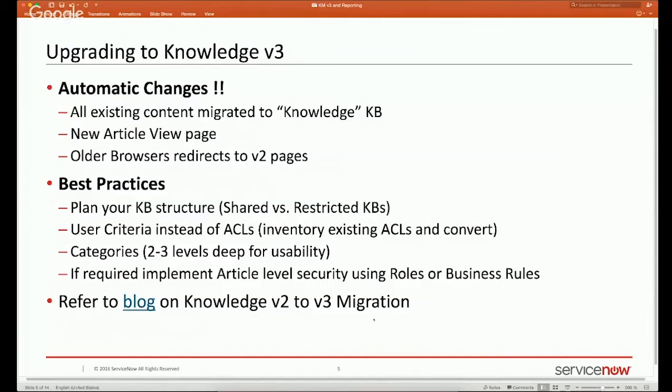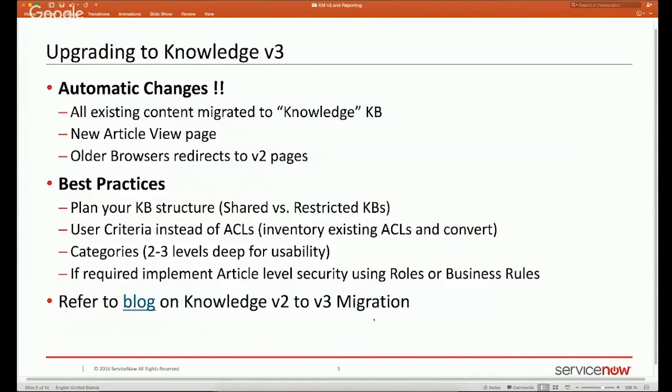In terms of best practices, before you migrate and as you plan your migration, you might want to think about your KB structure: which are the knowledge bases that will be shared, which would be restricted, which groups are going to be responsible for each of the knowledge bases, and their workflows as such. You can also define your user criteria. It's a good idea to inventory your existing ACLs and convert them. Remember, if you have not customized your ACLs, then you do not need to do much. However, if you customize your ACLs, there are some special instructions, and there are some blogs and questions that we have answered on that.